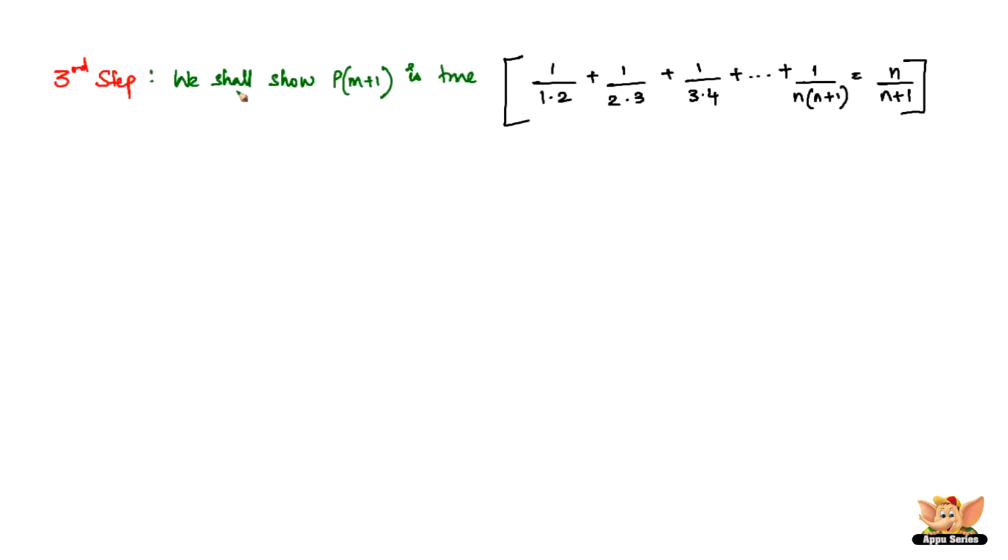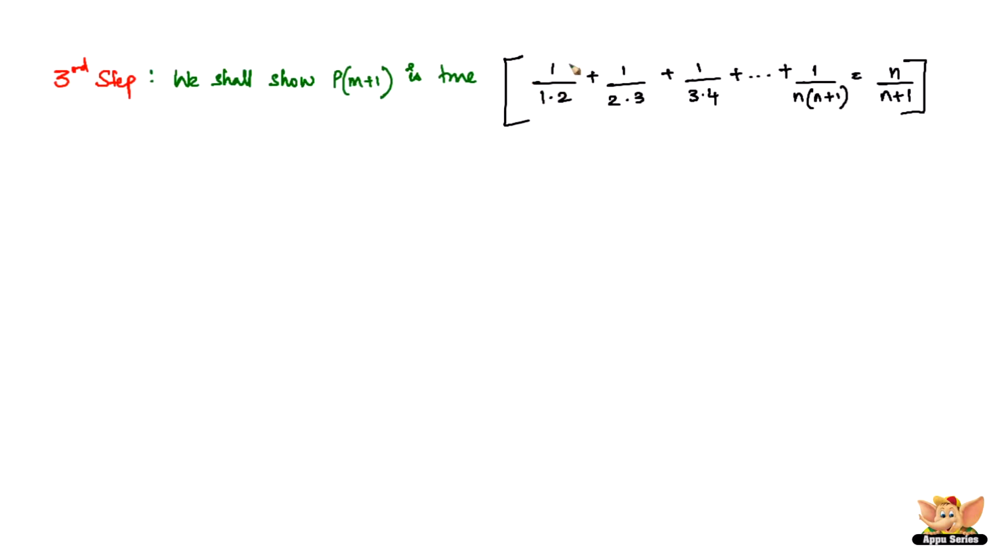Alright, here we are with the third step. We shall show that P of m plus 1 is true for, this is the question for you to just, not forget it. We don't have to go to the previous page again and again to see the question. So now what we have to do is nothing but, now we did assume that P of m is true.